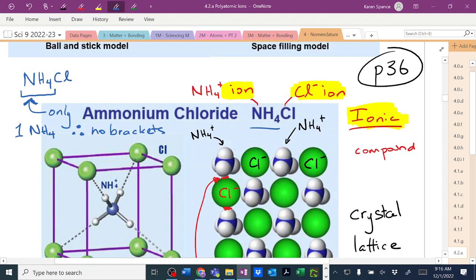Also, please do not start throwing brackets around regular ions. Like, don't throw brackets around chloride. You don't need them. We haven't used them up till now. Okay, so don't start throwing them in just because you're like, ooh, brackets, exciting, something new. I'll use them everywhere. Okay.